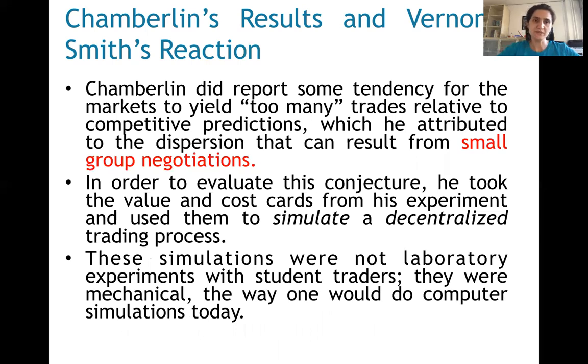Chamberlain did report some tendency for the markets to yield too many trades relative to competitive predictions, which he attributed to the dispersion that can result from small group negotiations. In order to evaluate this conjecture, he took the value and cost cards from his experiment and used them to simulate a decentralized trading process. So he used a simulation. This is not the experiment.